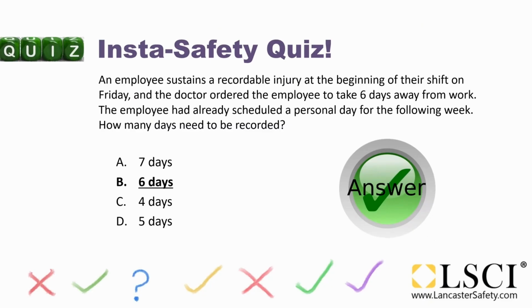So the answer is B, 6 days, 6 required days. You must count the number of calendar days the employee was unable to work as a result of the injury or illness, regardless of whether or not the employee was scheduled to work on those days. Weekend days, holidays, vacation days, or other days off are included in the total number of days recorded if the employee would have not been able to work on those days because of a work-related injury or illness.